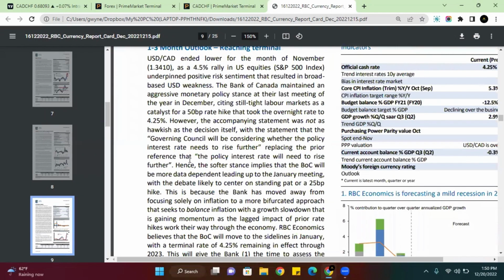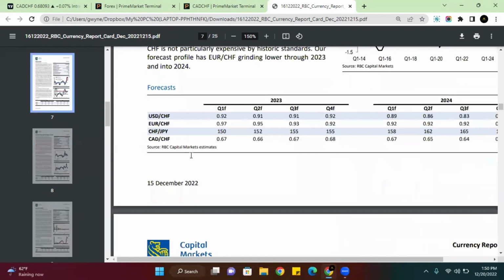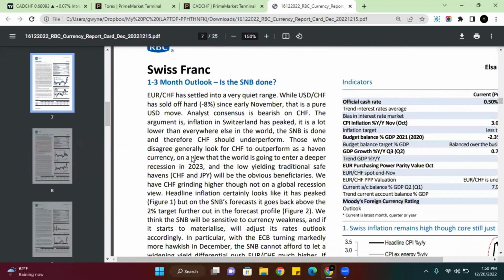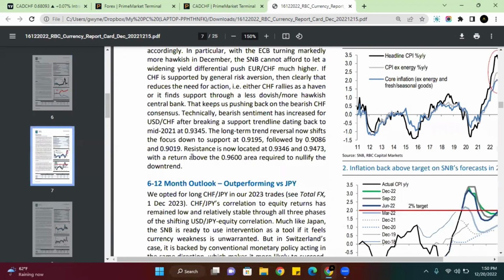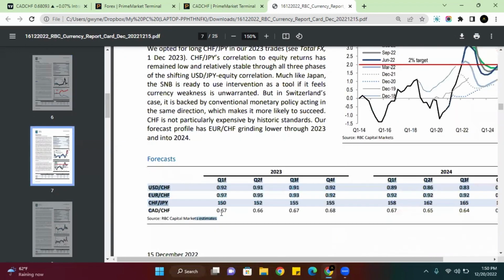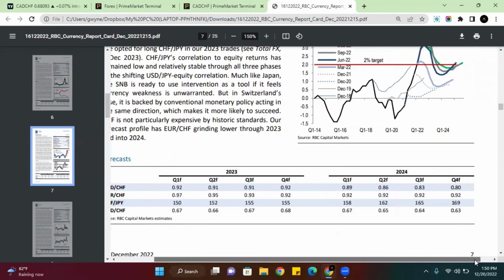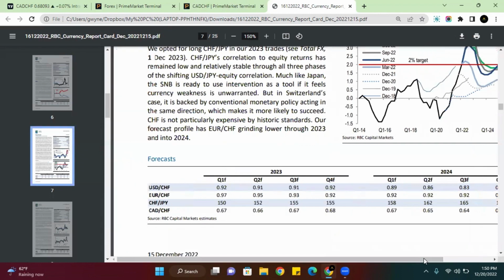going back to the Swiss franc, just to show you the trade predictions for these guys. Here it is. For these guys, they have CAD Swiss franc going from 0.67 in Q1 all the way down by 2024 to 0.63. So it's an opportunity to potentially swing trade based off of these fundamentals, right?